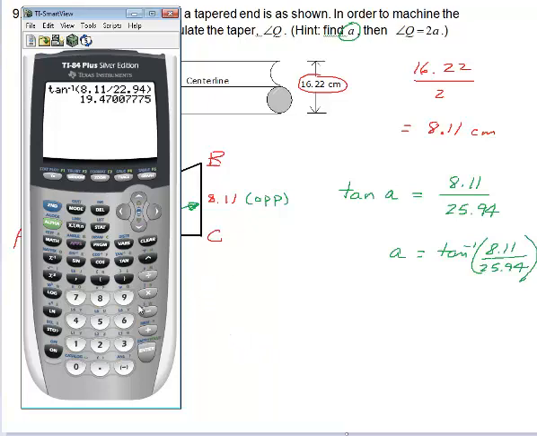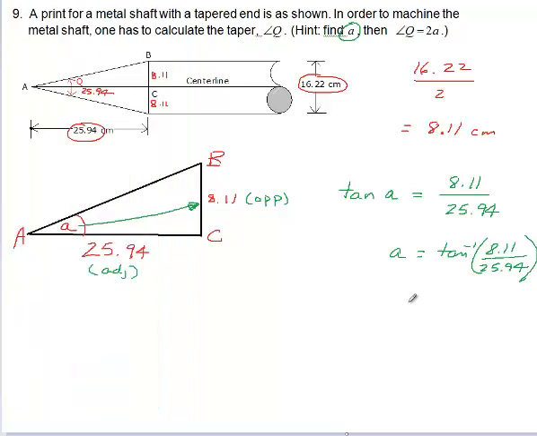Oh, I do see a mistake. Do you see it? Notice there's a typing mistake. It should be 25.94. So let me bring that back and fix it. Change that to 5. Okay, 25.94. Enter. So it's 17.4. So little angle A is 17.4 degrees.